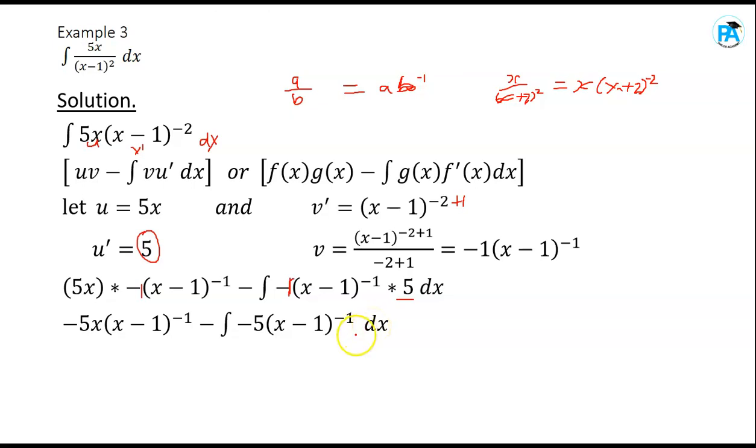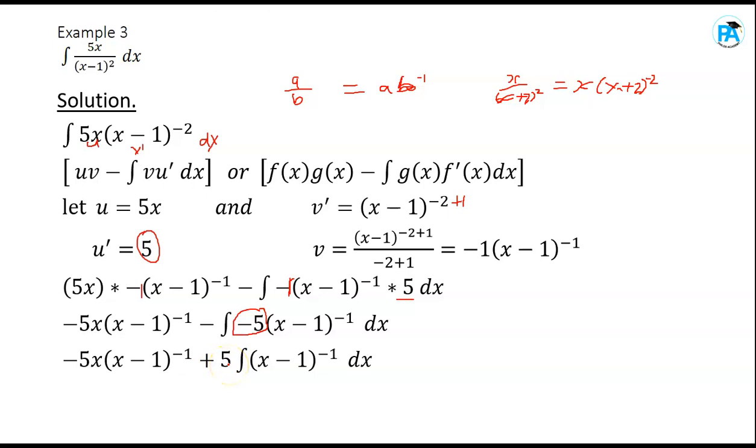I hope you are following. Then you have your negative 5x multiplying x minus 1 all exponent negative 1 plus. Now you can factor this negative 5 out. Since it's a constant, you can factor it out so that you can integrate this. So when we factor negative 5 out, you have a negative here. This negative 5 will multiply the negative over here to become positive 5.